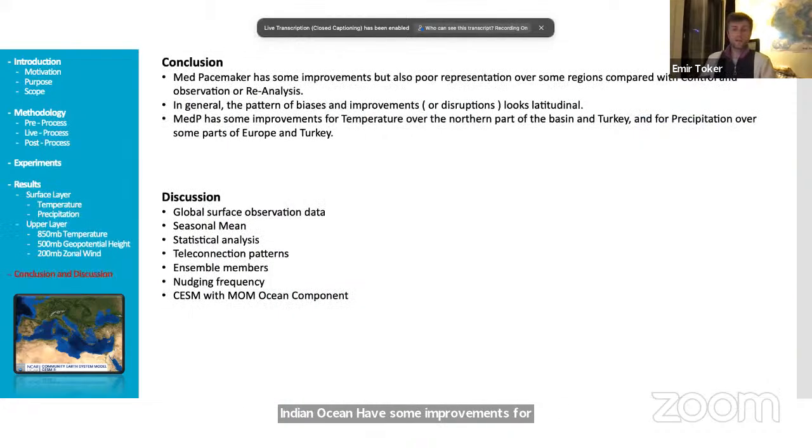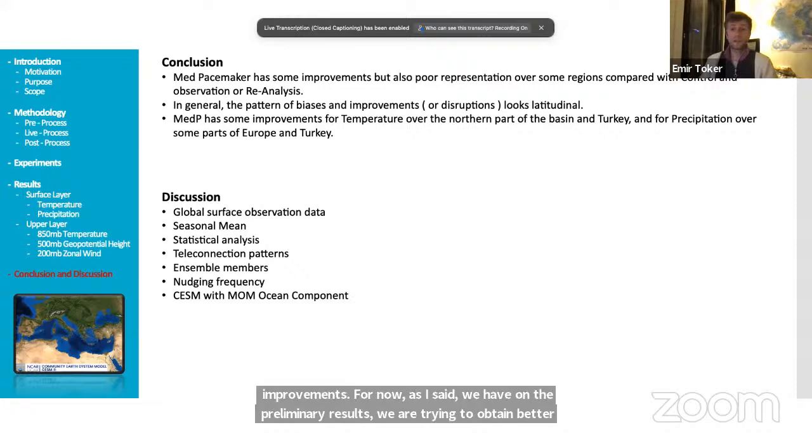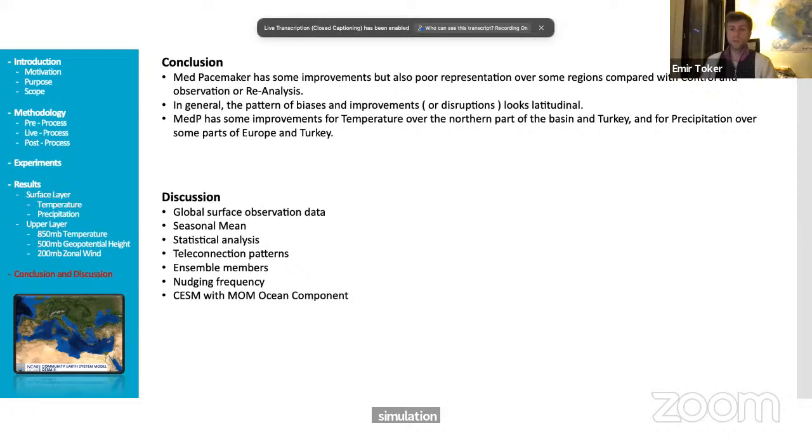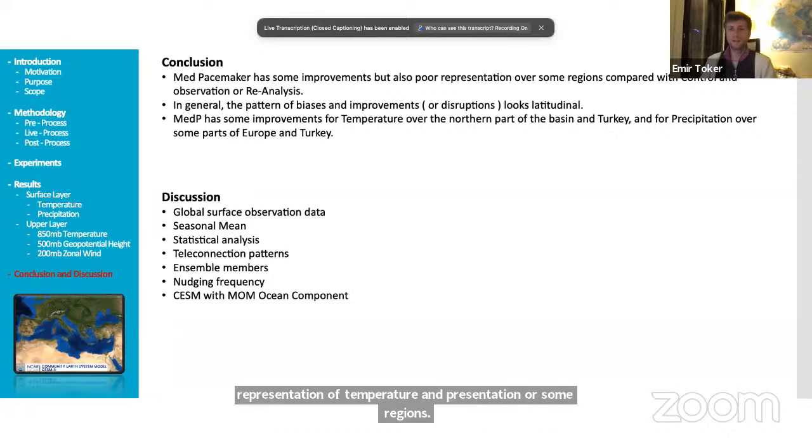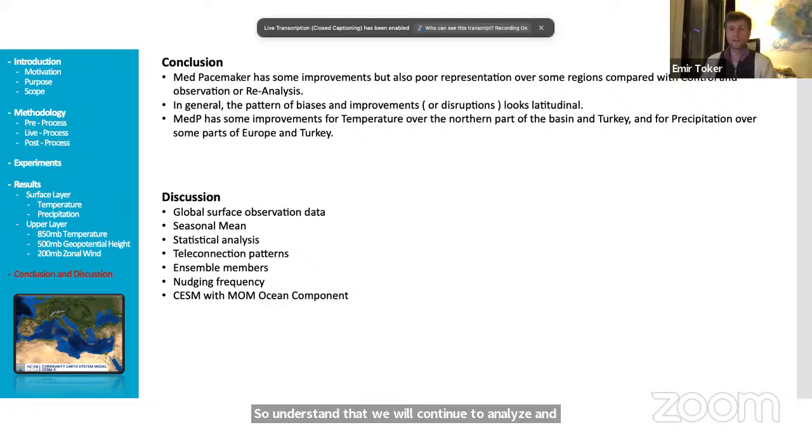For now, as I said, we have only preliminary results. We are trying to obtain better simulation for Mediterranean basin. Accordingly, the Mediterranean experiment has some improvements, but also poor representation of temperature and precipitation over some regions. To understand well, we will continue to analyze the ensemble data in detail. We will compare various parameters with the other observations and reanalysis data.